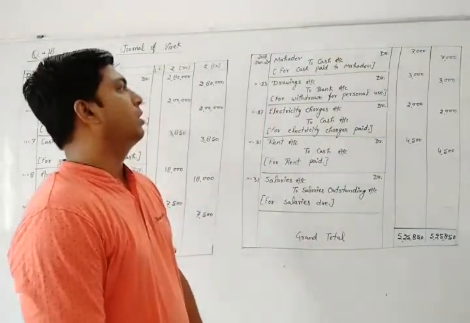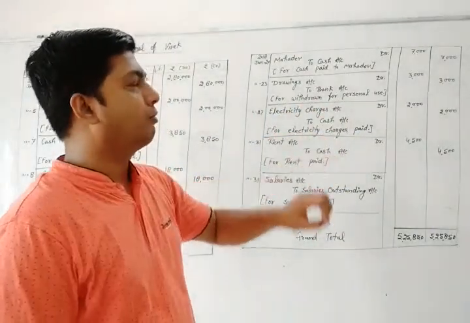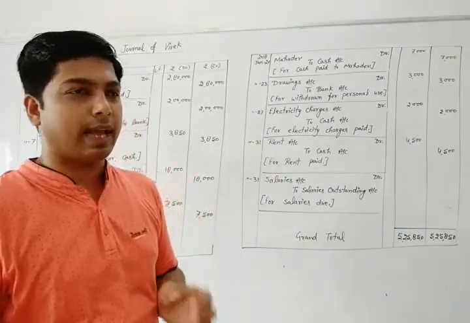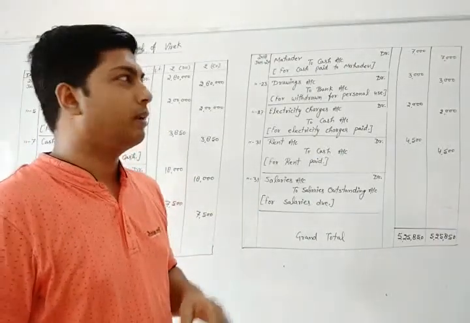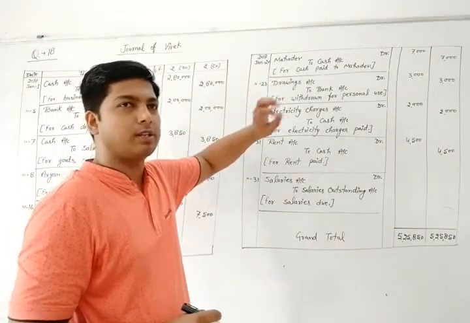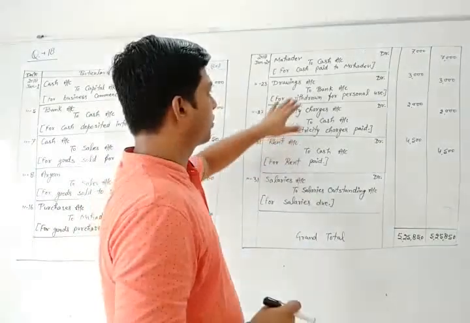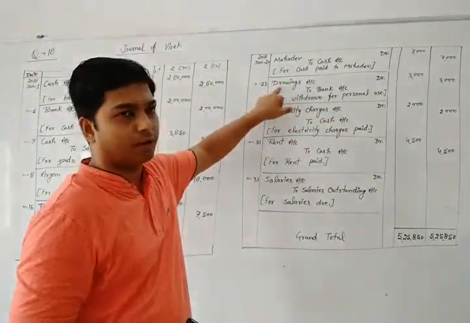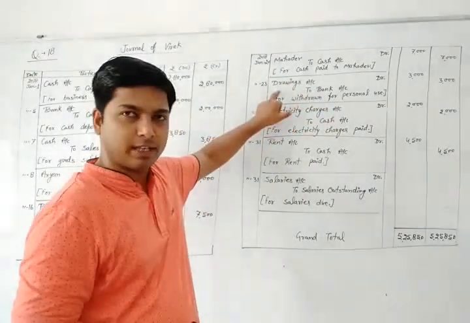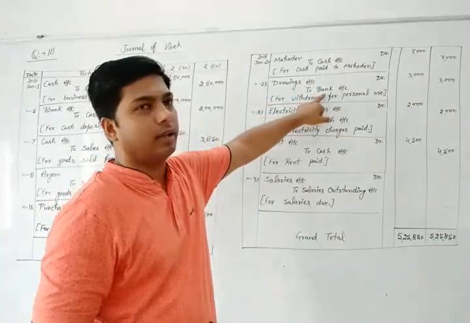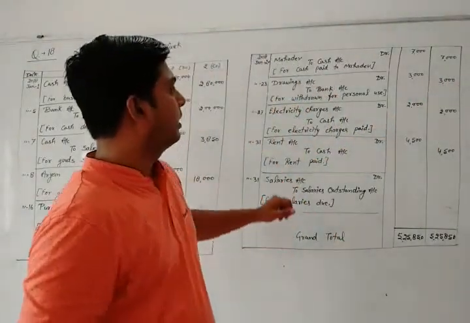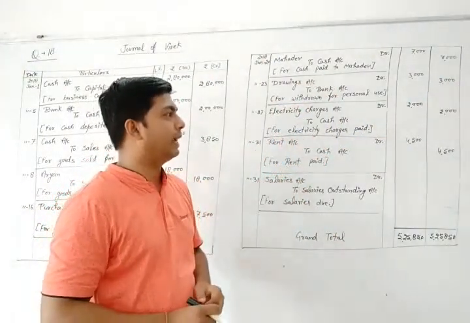Next entry is for withdrawn from bank for personal use. If cash is withdrawn from bank and the use of that cash is particularly for personal use, it means it is a drawing. Whenever drawing is done, that is called personal use. So personal use will be expressed with the word drawings. So drawings account debit to bank account. Drawings is a kind of expense for the company and the bank is credited because bank is the giver. 3,000 debit, 3,000 credit.